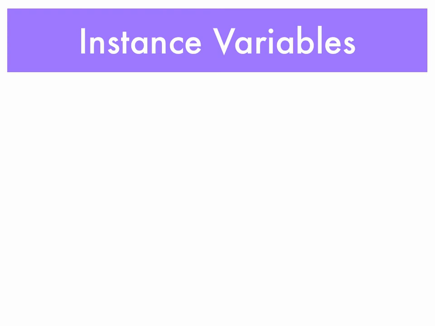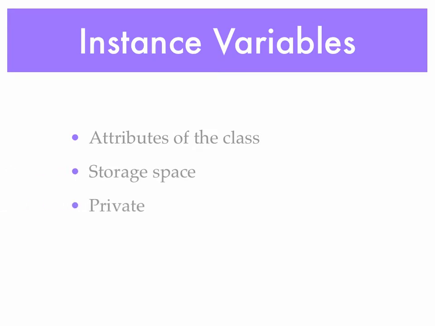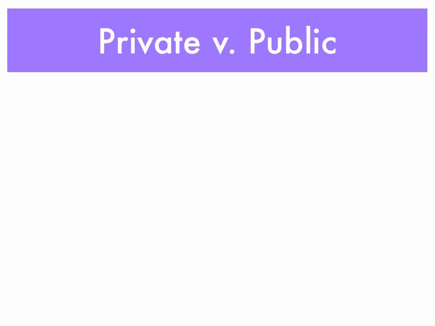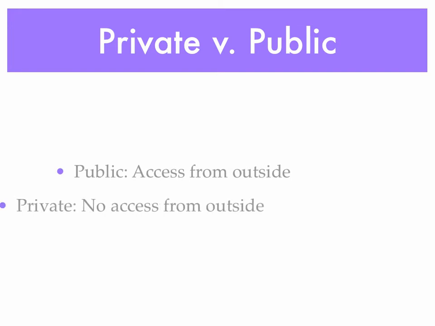We recall that classes have instance variables. Instance variables are attributes of the class, storage space into which values are stored. Those values are specific to the instance of that class. Now, instance variables can be private or public. The difference between a private and a public instance variable is that a public instance variable can be accessed from outside the class in which it resides. A private instance variable cannot.